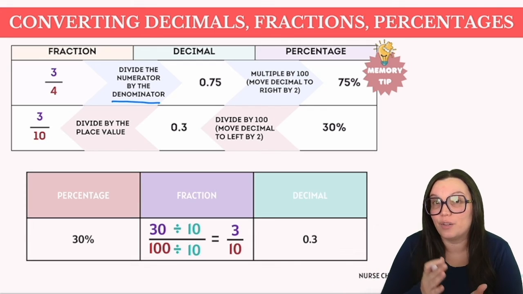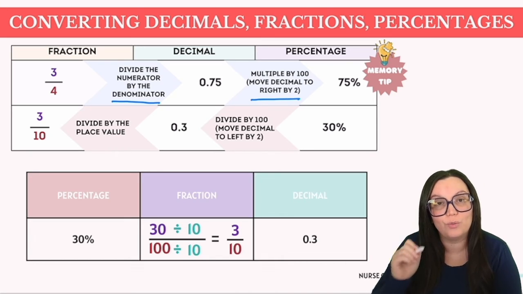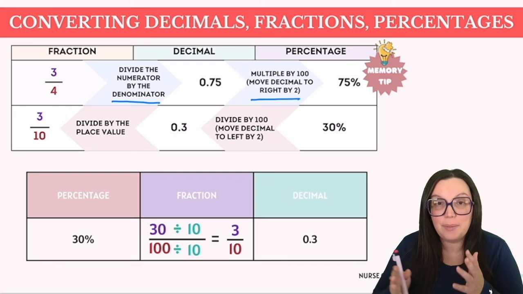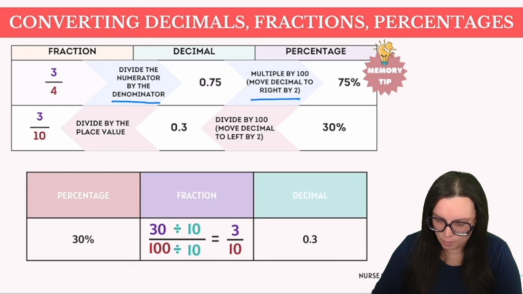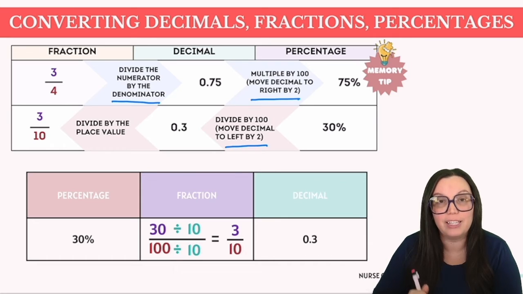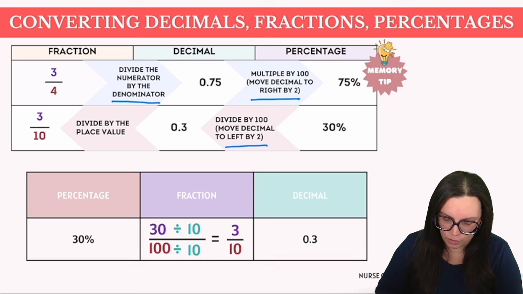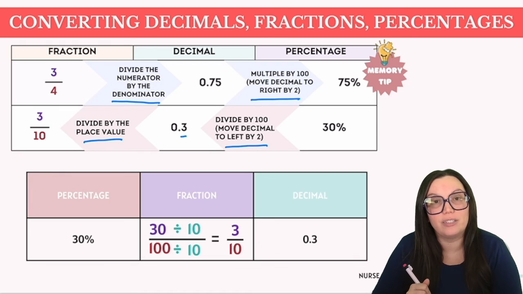Now, if we had to convert between a decimal to a percentage, we would simply multiply by 100 and move the decimal to the right 2 places. The same thing if we wanted to go the other way. If we wanted to go from a percentage to a decimal, we would simply divide by 100 and move that decimal place to the left 2 places. And if we had to take that decimal and convert it to a fraction, we would divide by the place value. We know that 0.3 is in our tenths place, so this would give us 3/10.